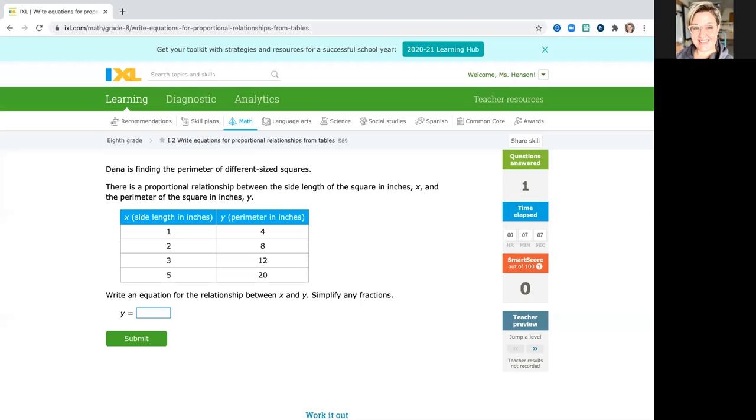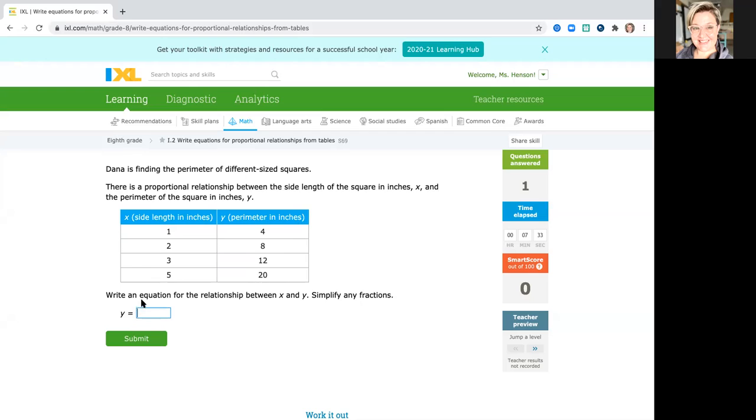Here's our next question. Dana is finding the perimeter of different sized squares. There is a proportional relationship between the side length of the square in inches, which is X, and the perimeter of the square in inches, which is Y. If you remember, perimeter is the distance around, and the side length is just one of the sides.